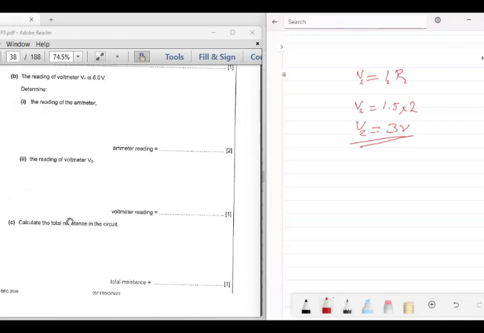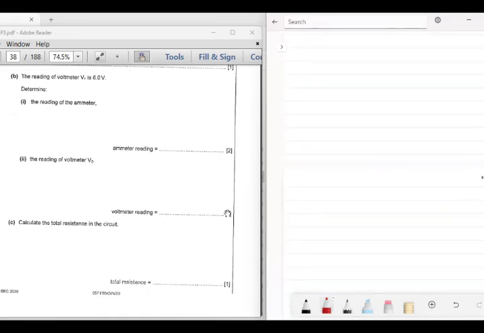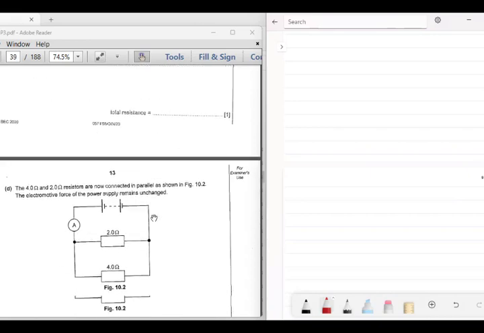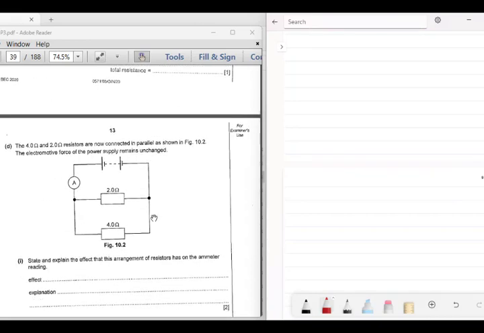Now the next question is calculate the total resistance. You see, it's R1 plus R2, which is 4 plus 2, right? It is 6 ohms. So that's it. Let's see. And then there's this one.